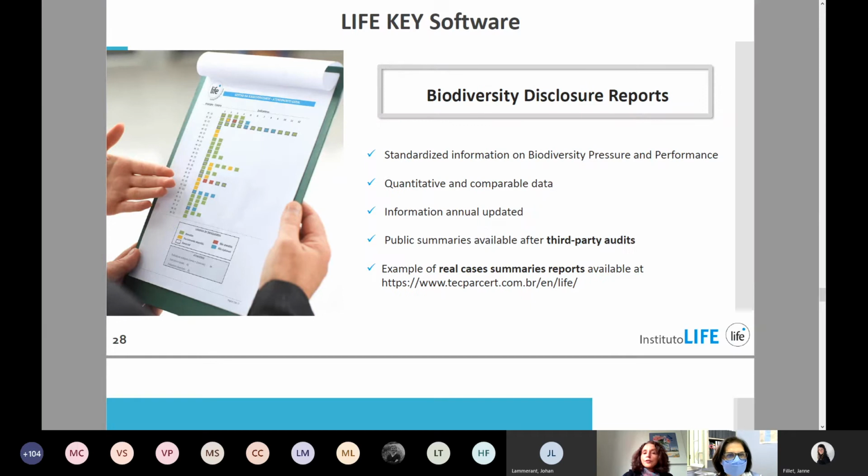Supports biodiversity disclosure reports. So we have standardized information on biodiversity pressure and performance. We have quantitative and comparable data, and public summaries are available. So you can enter this website that we are showing, where every company using the methodology and certified by Life has all the information disclosed.